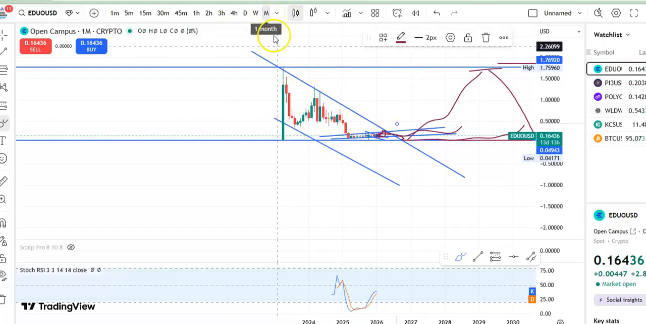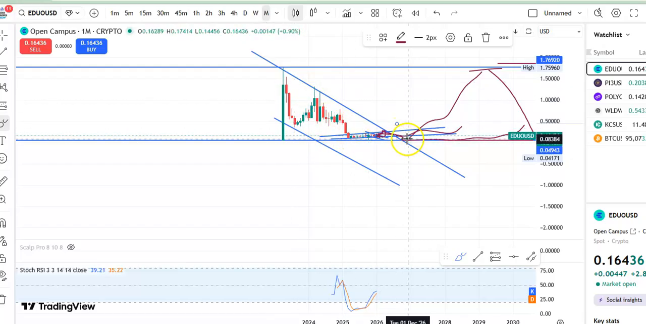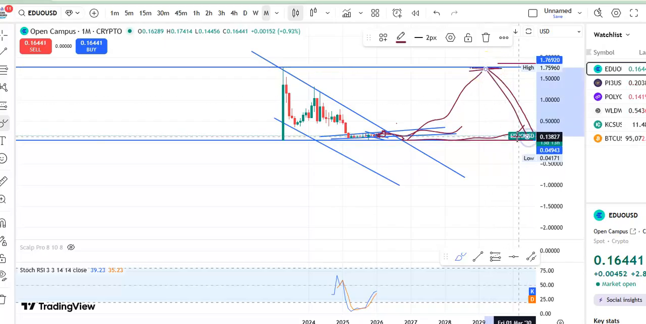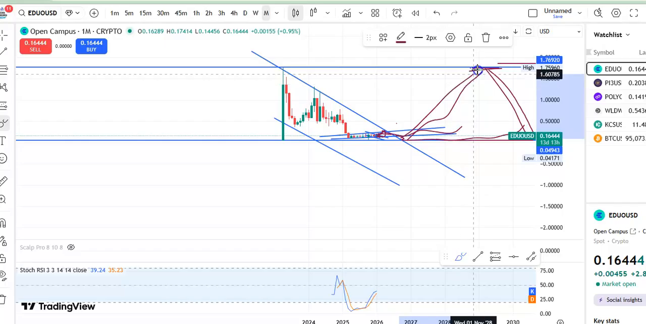So I am in the monthly chart, and after the breakout only you will see a rally towards this resistance level, which is around 1.77, and then a fall may take place, which may come down to the support level, that is 0.08384. Okay, so like this the candles are moving.